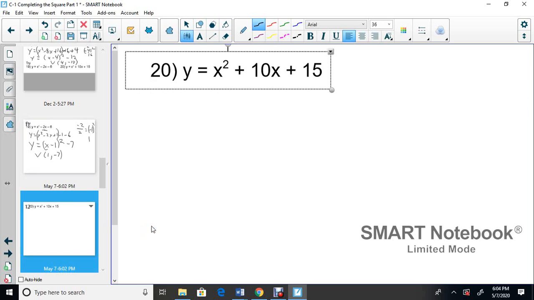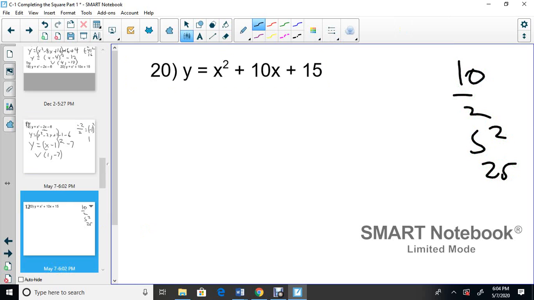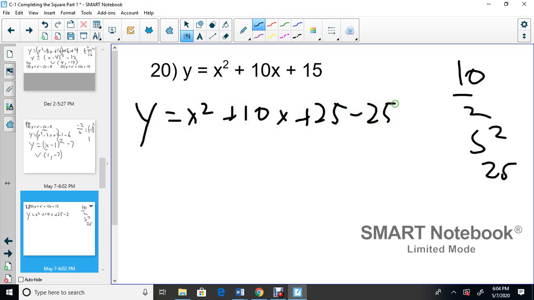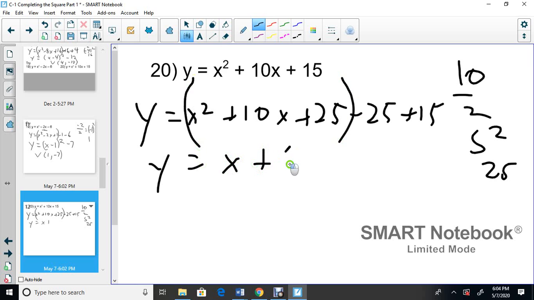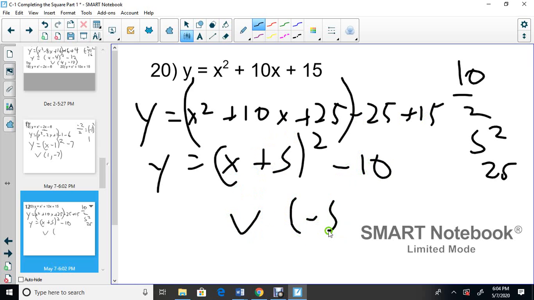So for this one, again, 10 divided by 2 is 5, squared is 25. Okay, we go y equals x squared plus 10x plus 25 minus 25 plus 15. Okay, y equals, we'll put a bracket over here. So then y equals x plus 5 squared. So it's either half of 10 or square root of 25. Then you got negative 25 plus 15 is minus 10. And then our vertex, opposite sign of that, that's minus 5. Same sign as this, comma, minus 10.